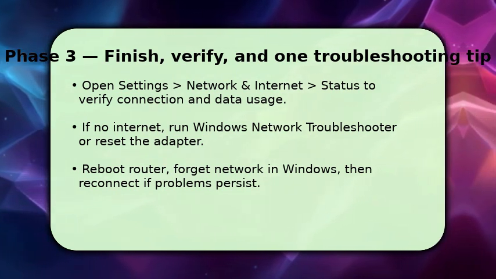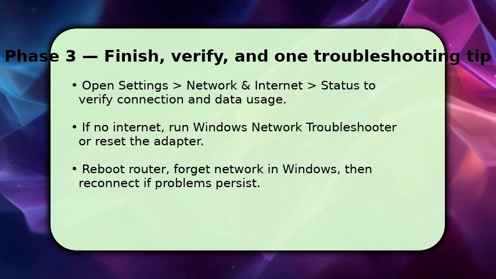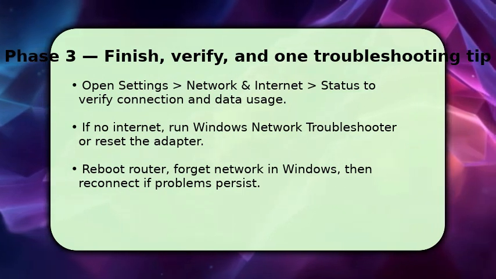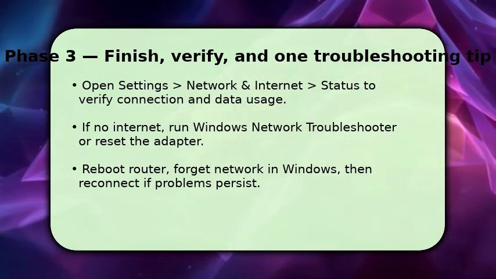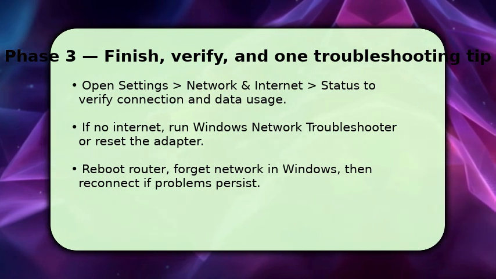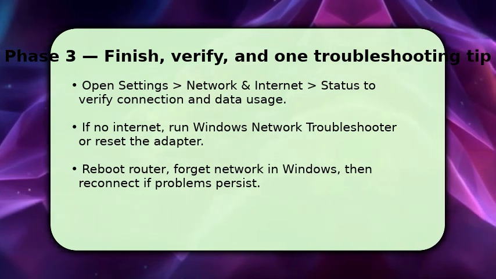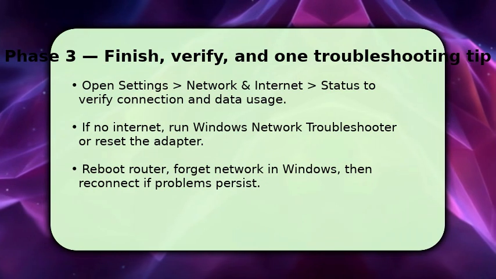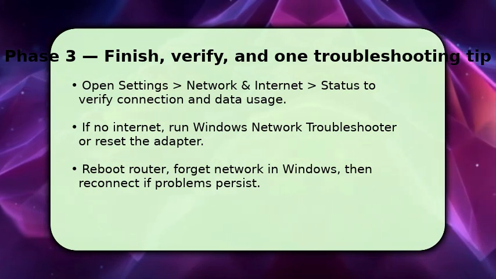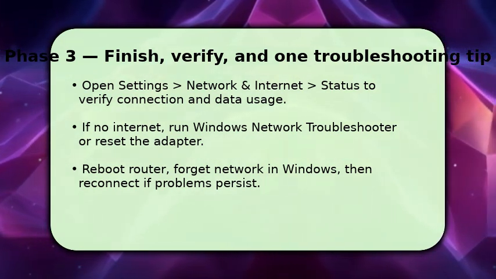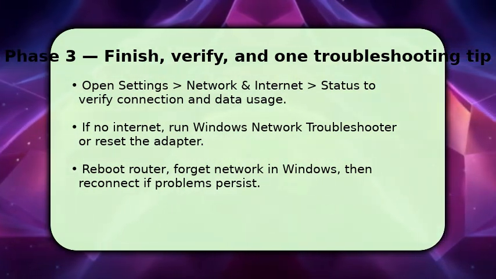If it fails, run the Windows Network Troubleshooter first. It diagnoses common problems automatically. Make sure to try simpler fixes. Reboot the router, or in Wi-Fi settings choose Forget, then reconnect with the password. If nothing works, reset the network adapter. These steps address most issues and get you back online quickly.